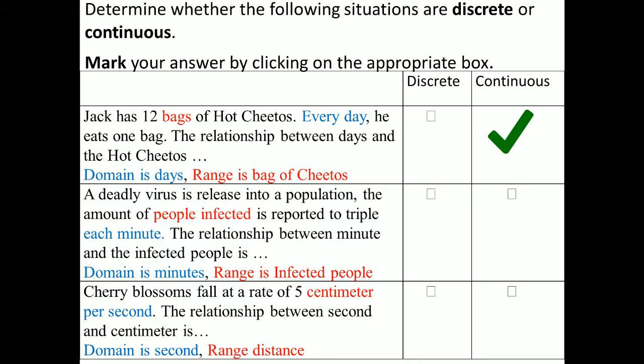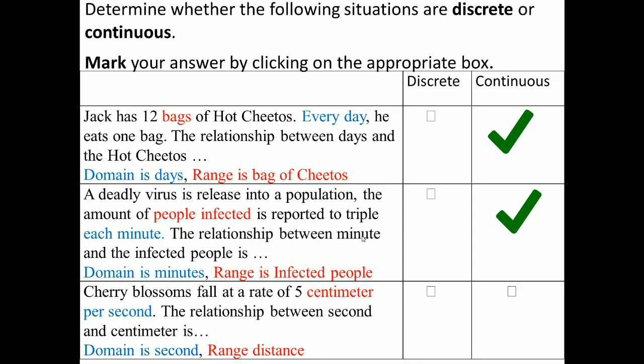Next, a deadly virus is released into a population. The amount of people infected is reported to triple each minute. The relationship between minutes and the infected people is, here the domain, which is blue, is each minute, right? Which is the input. The output is the amount of infected people. So the range is the red, the infected people. The domain, we only look at the domain. Is the domain discrete or continuous? It is continuous because with minutes, you can have 0.5 minutes, 1.5 minutes, right?